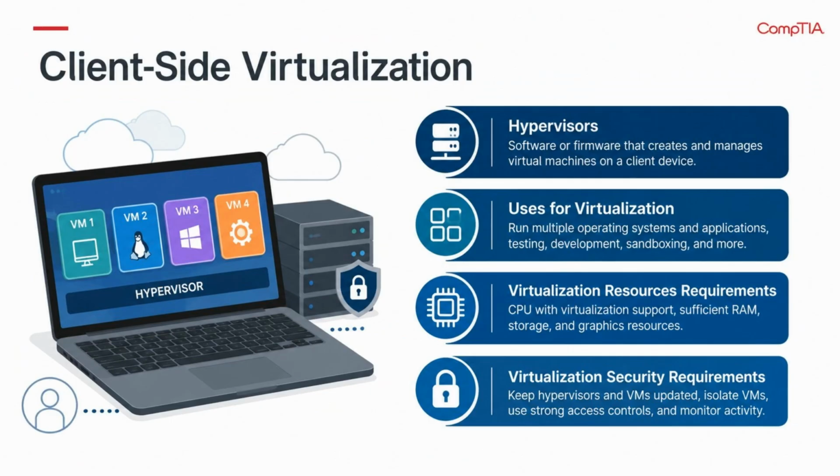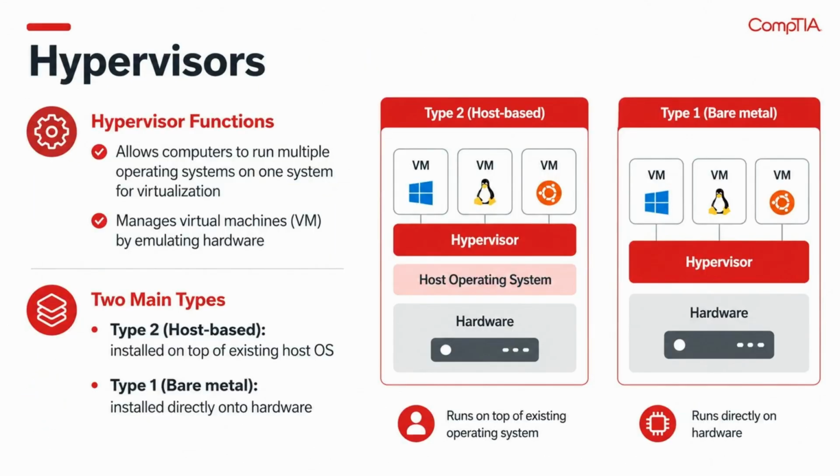Here's what this lesson covers. Hypervisors, uses for virtualization, virtualization resource requirements, and virtualization security requirements. A hypervisor lets a computer run multiple operating systems on one system, managing virtual machines by emulating hardware. There are two main types. Type 2, host-based, installed on top of an existing host OS, and Type 1, bare metal, installed directly onto hardware.